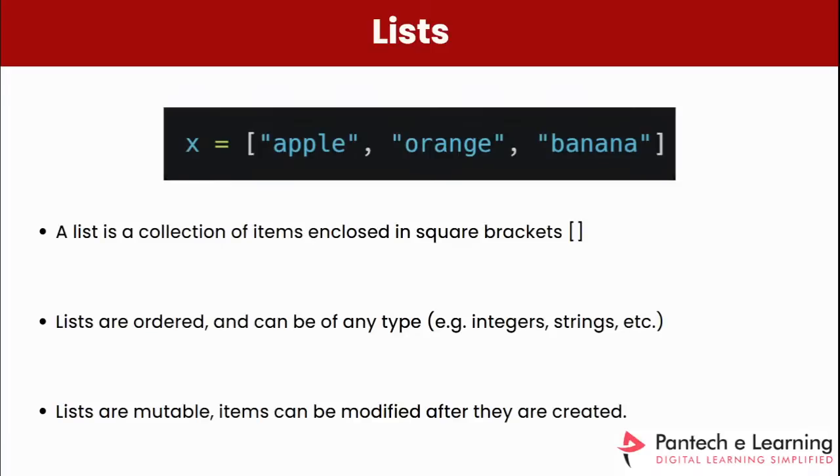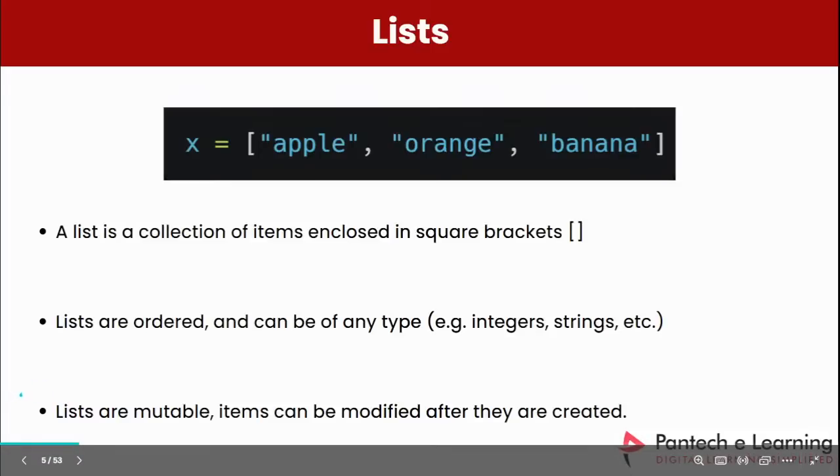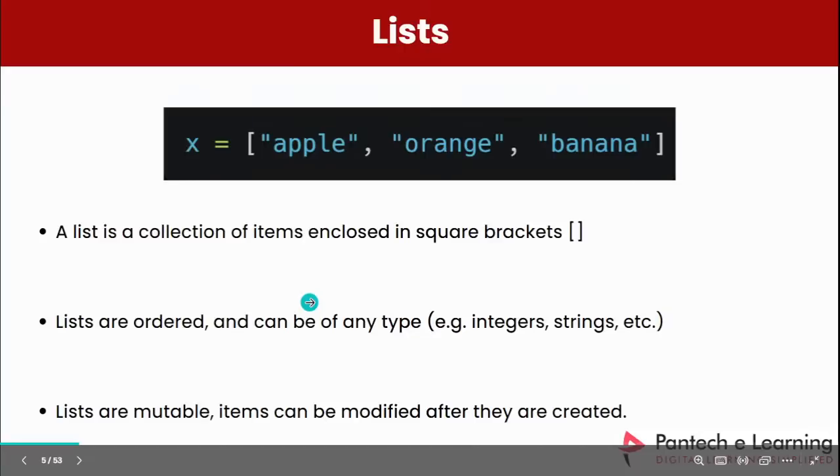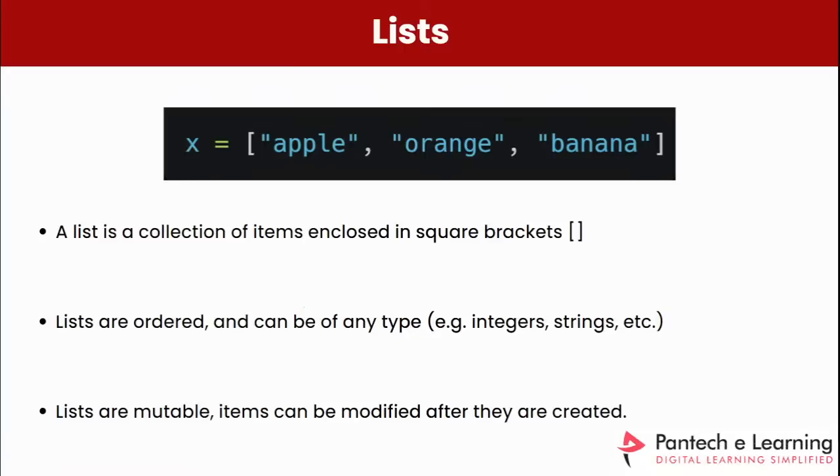And the final thing is lists are mutable. Once you create items, you can modify them after they are created. These points may not make much sense now, but when you see other data structures like tuple or set, these points will make a difference there, and we'll see their differences. But for a list, it is a collection of items inside square brackets, they are ordered, can store any data type, and are mutable, which means after they are created it can be modified.